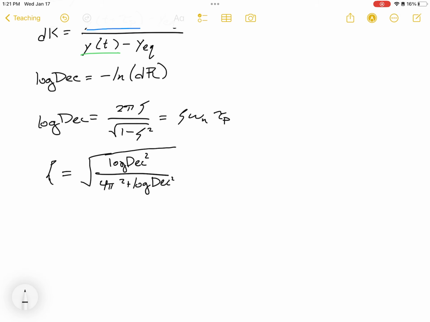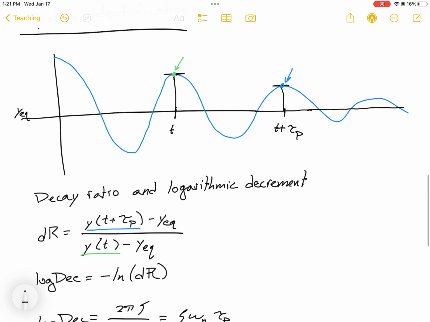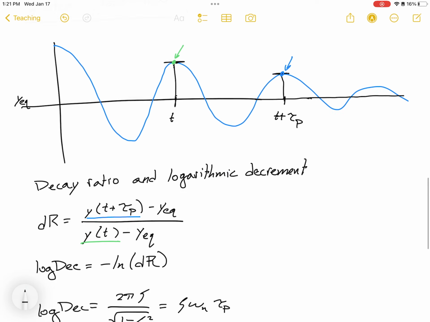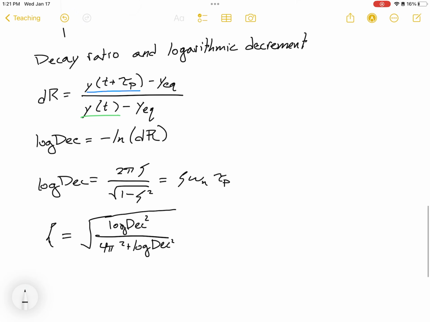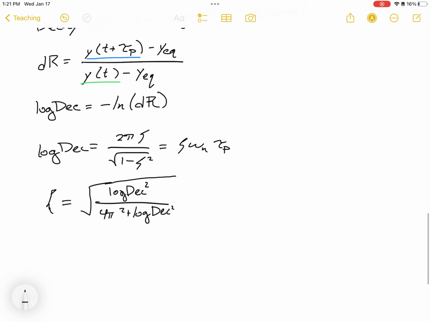And remember, the logarithmic decrement came from the physically measurable decay ratio. So just by taking 2 points on the plot, and you can use any two peaks that are next to each other, exactly one period apart, in an ideal system it doesn't matter which two peaks, you can get zeta. And there's a table on page 37 of the book that tabulates the relationship between the decay ratio and zeta.